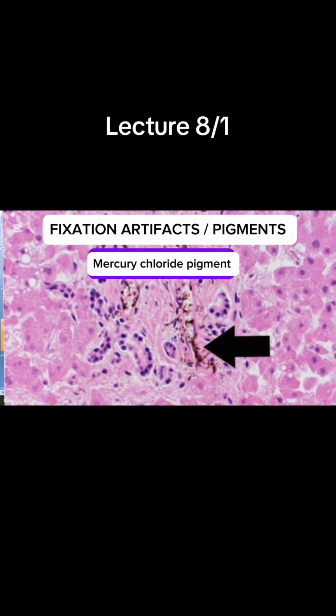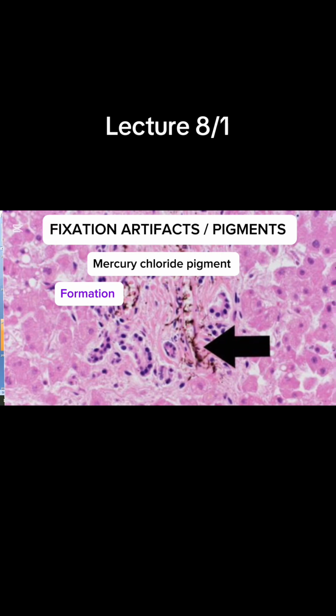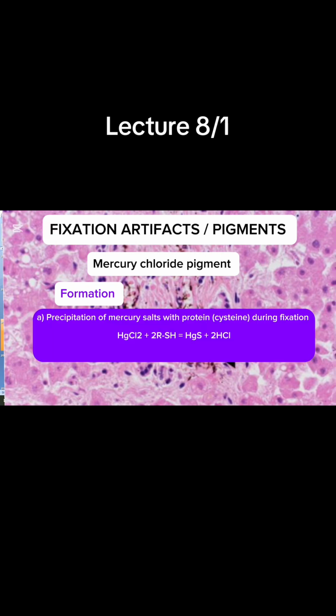Fact number two, mercury chloride pigment. Mercury chloride pigments are dark to brown artifacts that arise when tissues are fixed using mercury-based fixatives, for example Zenker's fluid or Helly's fluid. These fixatives contain mercury chloride as a primary component. Mercury pigments are a result of precipitation of mercury salts during fixation. The mercury chloride in the fixative reacts with tissue components, majorly proteins, during fixation.